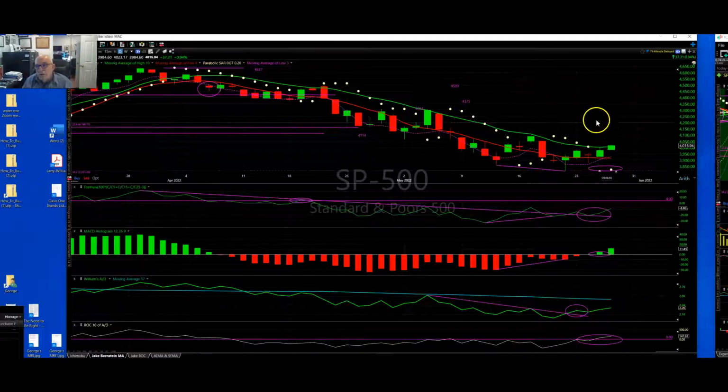But let's go back up here. You see the parabolic switch now, and it's below the most recent bars, these two bars, today and yesterday. So the parabolic switch, right?